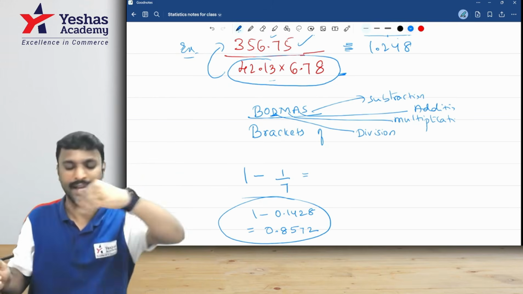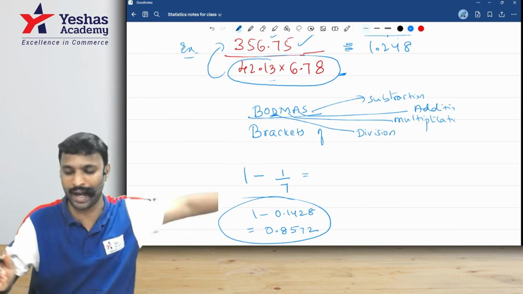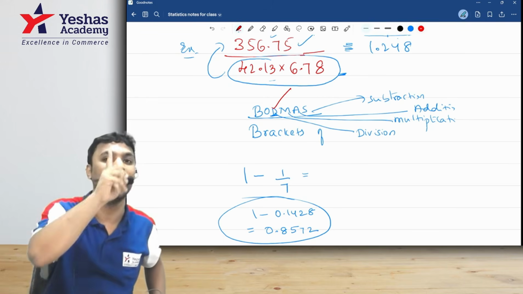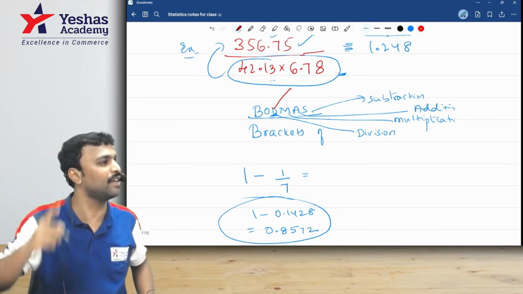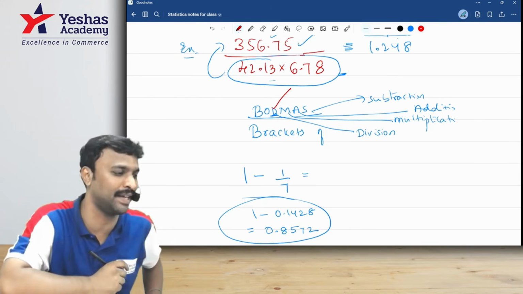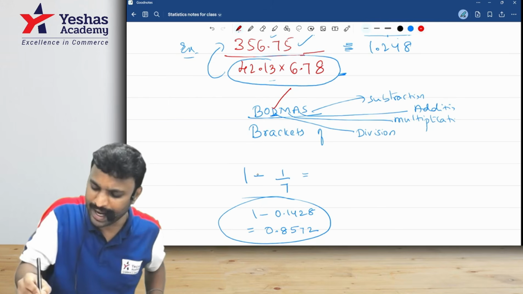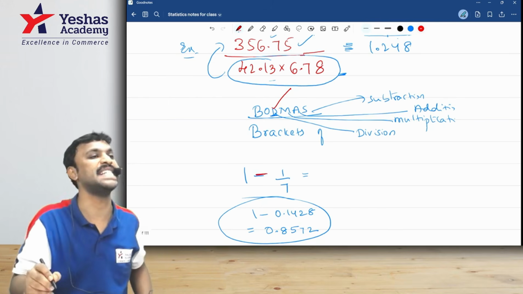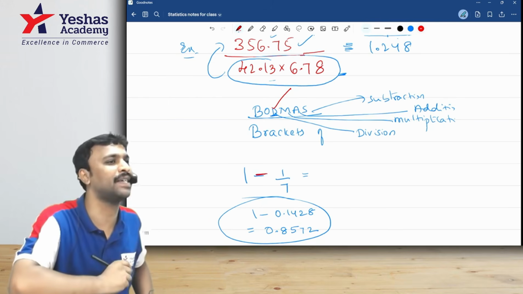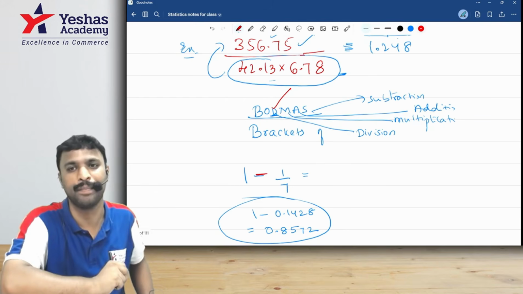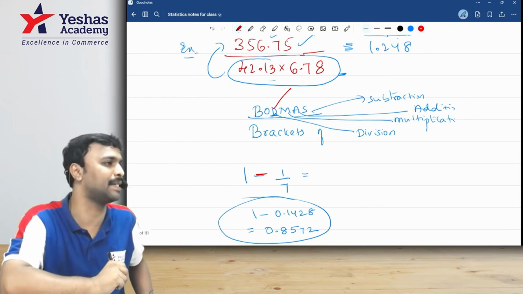The brackets. Is there a brackets here? No brackets. If there is no brackets, next priority is given for what? Division. So where is the division? 1 by 7. Type 1 by 7 in the calculator. Done. Look at the sign of 1 by 7. It's negative. How to make 1 by 7 as negative? Plus or minus button. Press a plus or minus button.